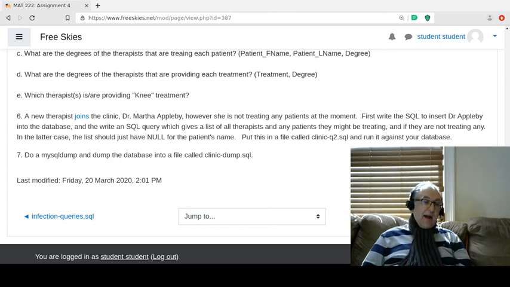clinic-q2.sql. And then finally, just to practice a MySQL dump, I want you to dump the entire MySQL database as I showed you in last class, and dump it into a file called clinic-dump.sql. That'll conclude your assignment.